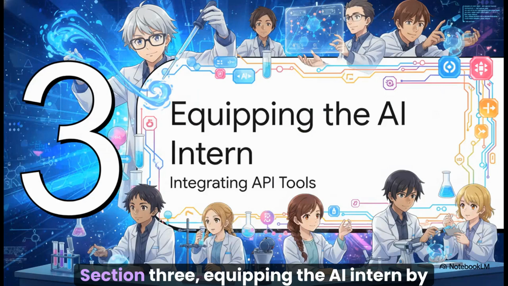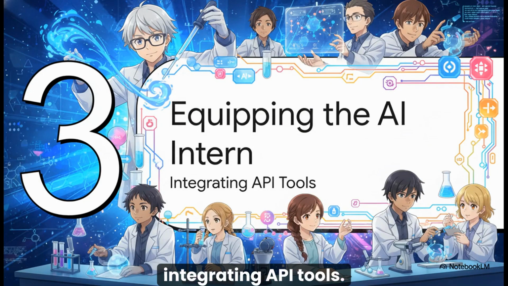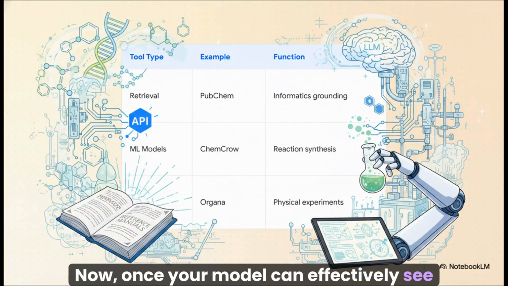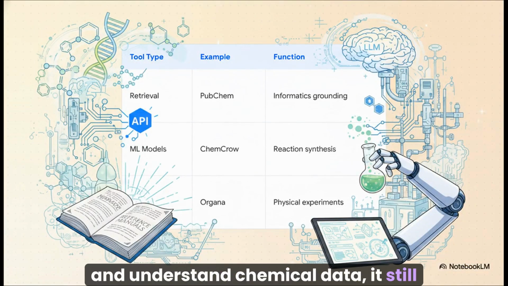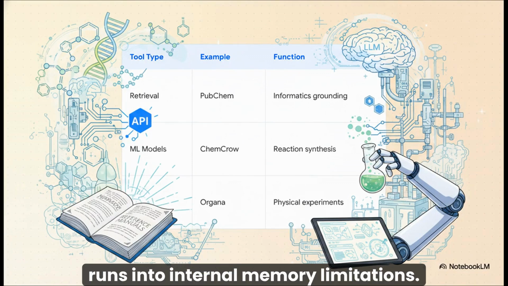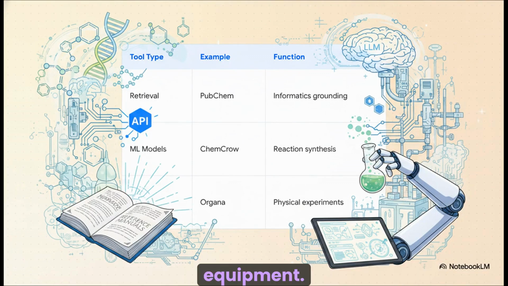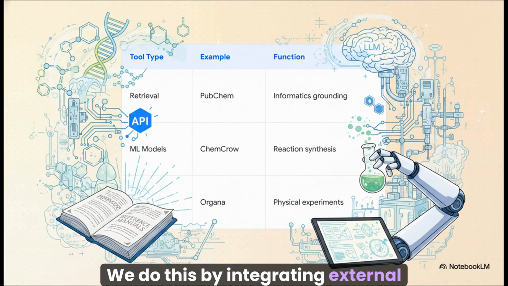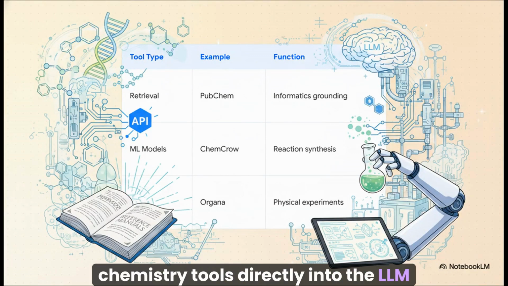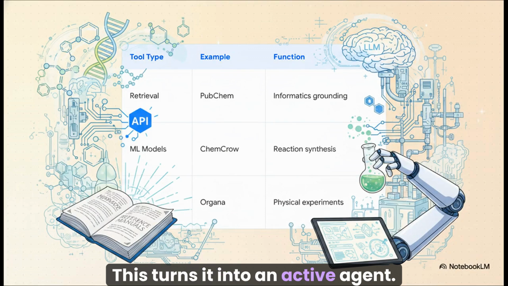Moving right along. Section 3. Equipping the AI intern by integrating API tools. Now, once your model can effectively see and understand chemical data, it still runs into internal memory limitations. So we need to hand our intern their lab equipment. We do this by integrating external chemistry tools directly into the LLM through APIs. This turns it into an active agent.